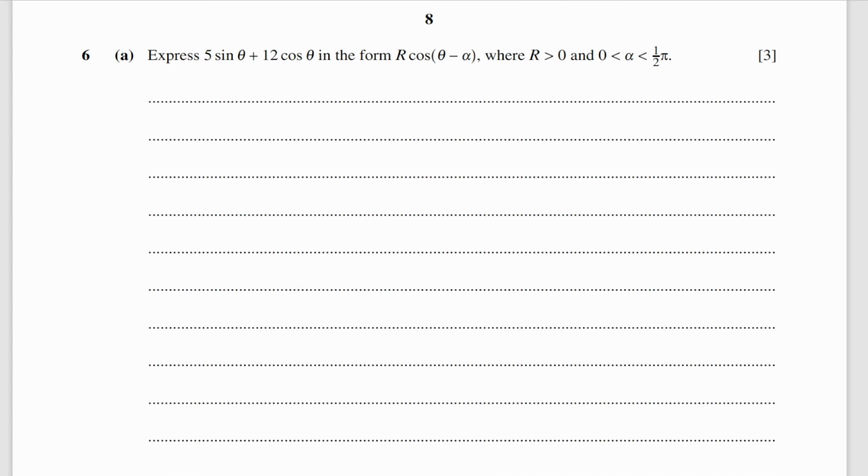Next is trigonometry, and the trick in this question is to take out the square root of 5 squared plus 12 squared out of the brackets. So we'll get 5 over the square root. 5 squared plus 12 squared will be 169, and the square root of 169 is 13. Sin theta plus 12 over 13 cosine theta.